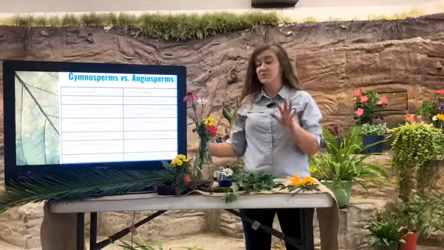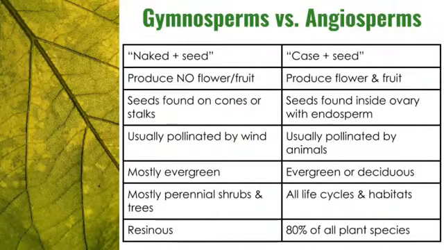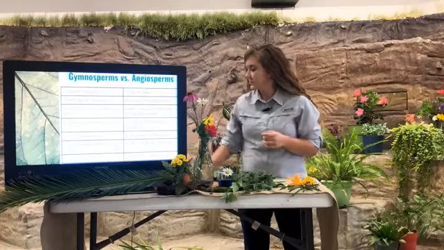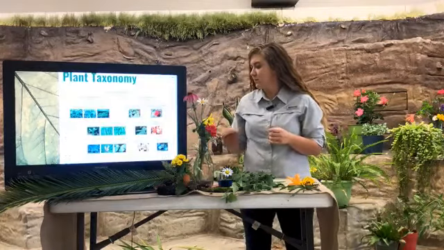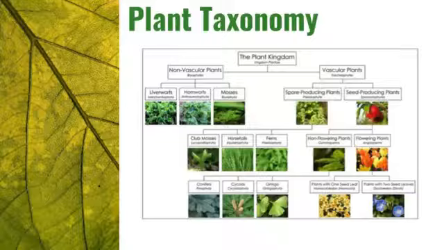Now, once we break it down even more from there, your seed-producing plants you're going to break down into gymnosperms and angiosperms. So let's go back to our main one right there. Our gymnosperms are going to be our non-flowering plants, and our angiosperms are going to be the ones with flowers.